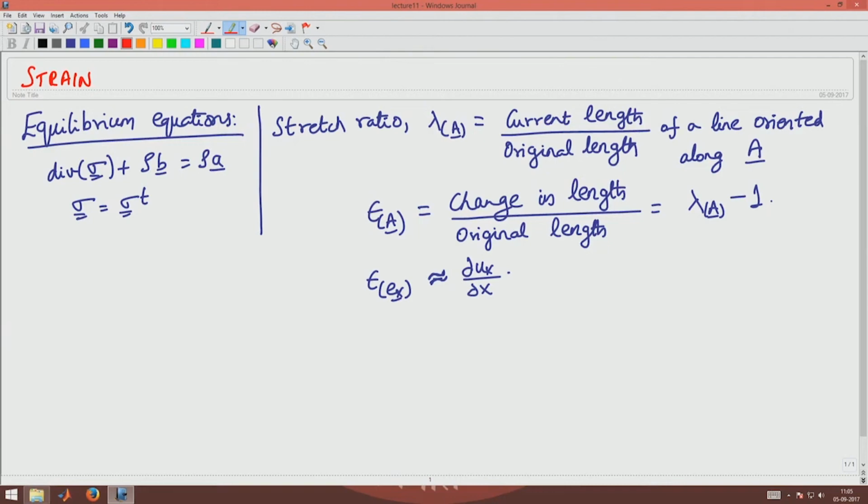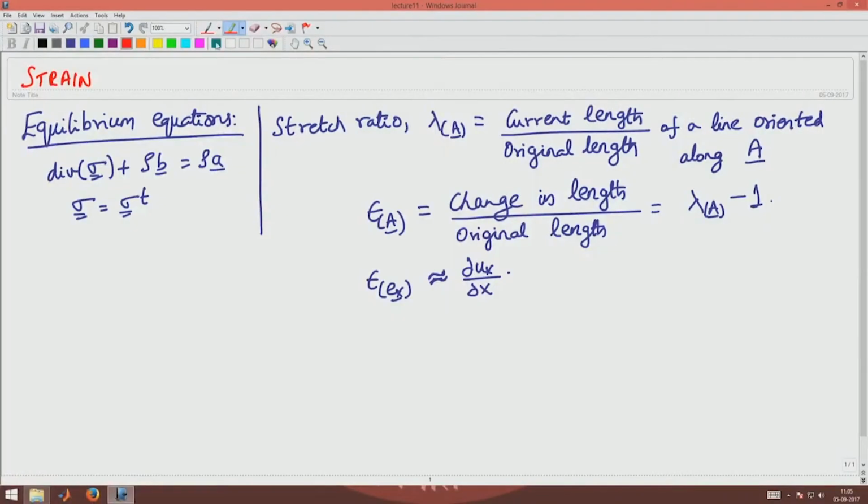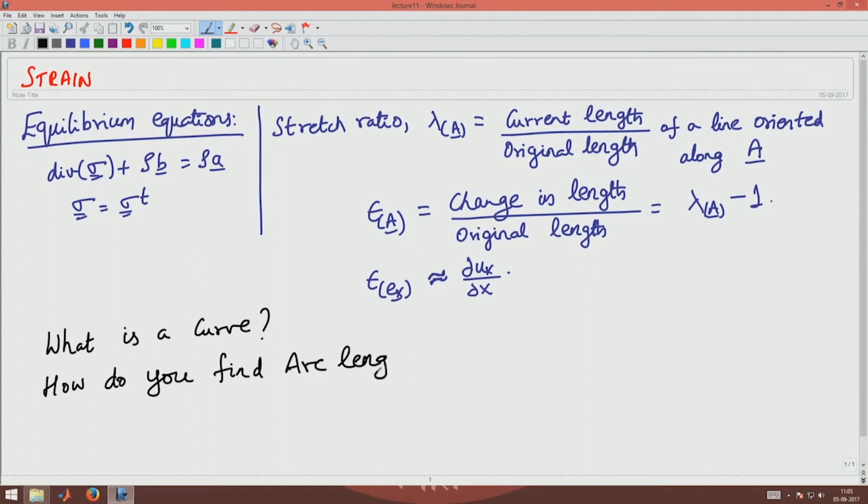Now, let us go ahead and generalize this for any displacement field. We want to find what the linearized strain is or what the stretch ratio is. But before we can do that, we have to understand certain things. The first thing that we have to understand is how do you define curves, what is a curve, and how do you find arc lengths of a curve.